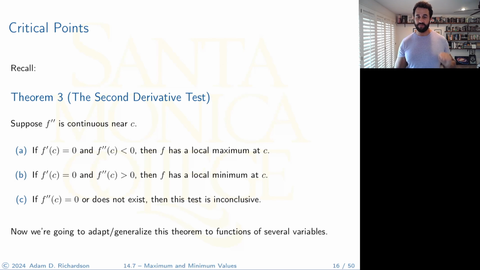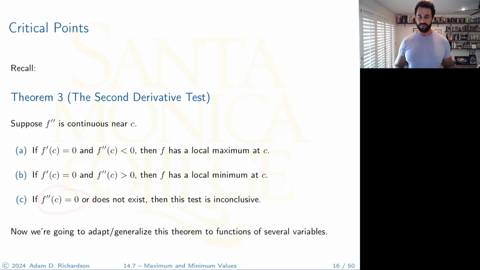If f prime of c was equal to 0, so if you had a critical point, and the second derivative was negative, then you had to have a maximum. This encapsulates the idea that if you've got this horizontal behavior here, but you've also got this downward curvature, then you must have a maximum. Similarly, if you have a critical point, but the second derivative is positive, then you must have a local minimum at that point, kind of like this.